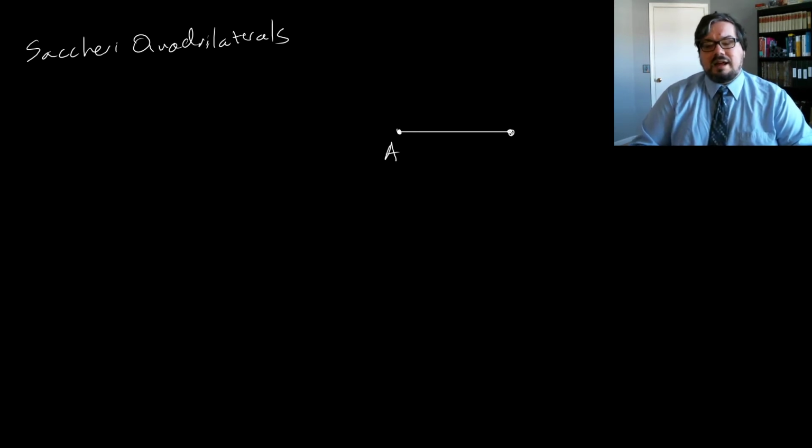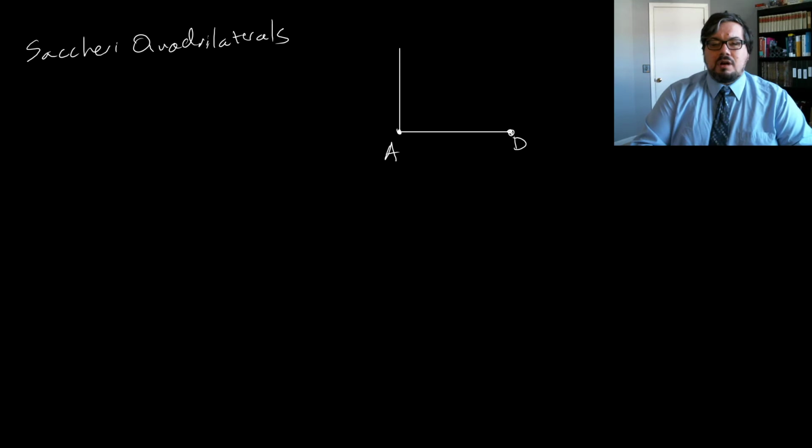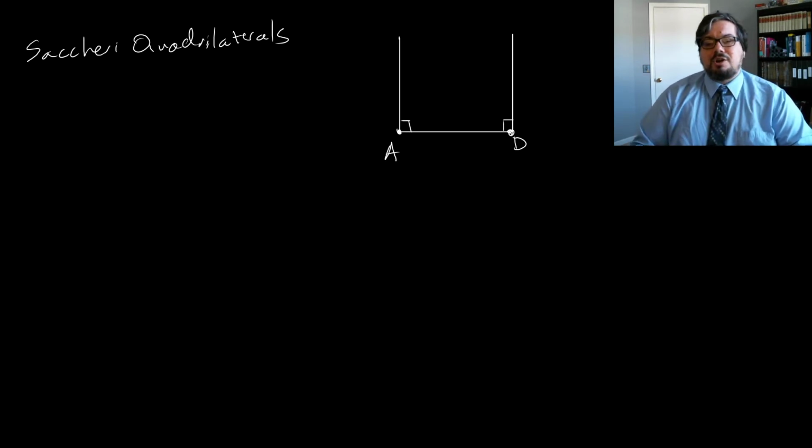I'll call that line segment the line segment AD. And then what I want to do is to draw a couple of line segments up from that. And these line segments are both going to be perpendicular to the line containing AD, the segment AD.